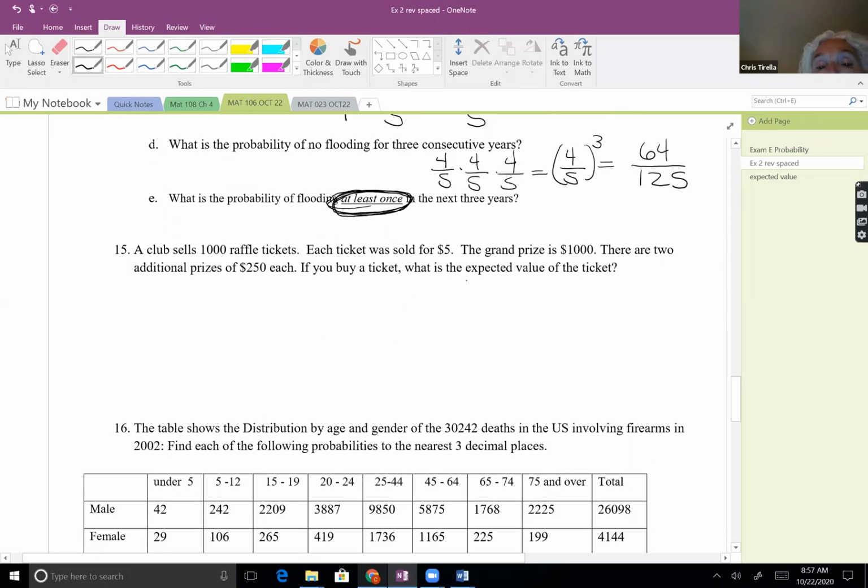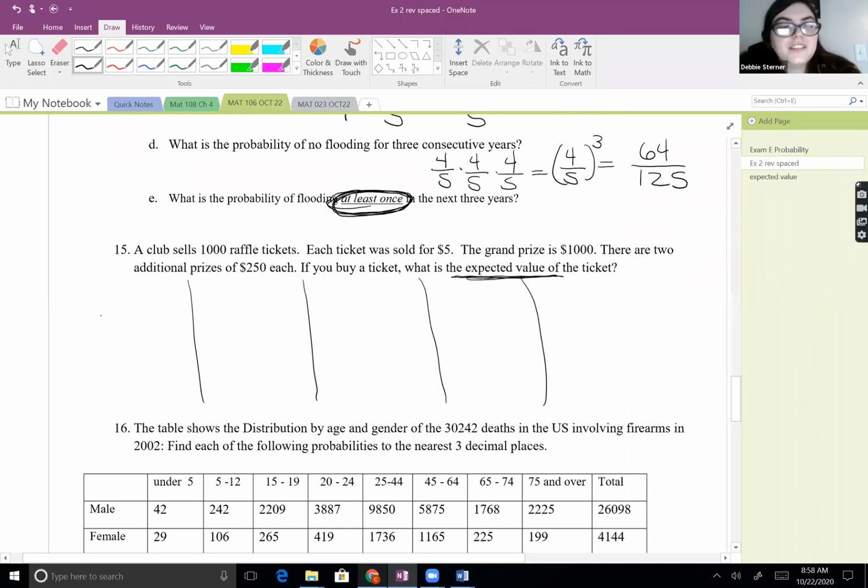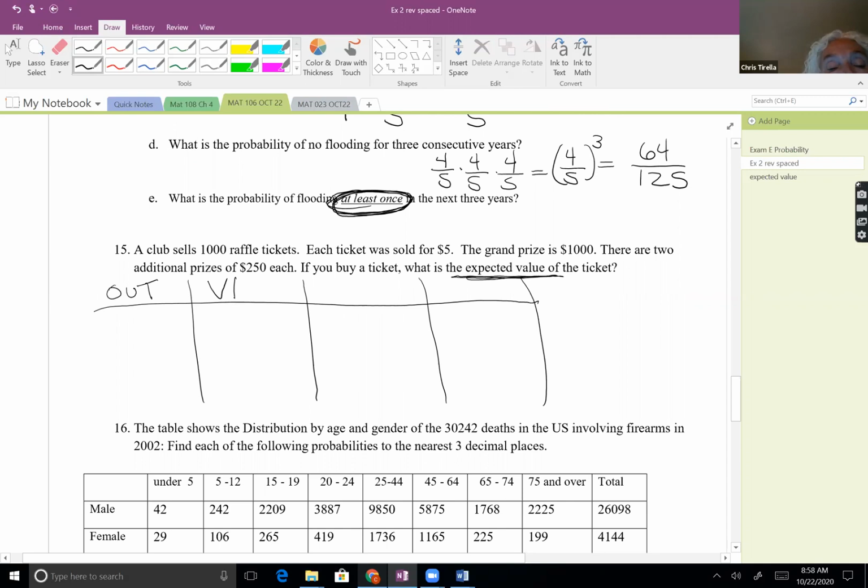Magic words, expected value. Does everybody, when you see those magic words, immediately think table? Yes. In the table, we want to know what can happen, what's the value of that happening, what's the probability of that happening, and then I'm going to multiply the value by the probability to get a product.